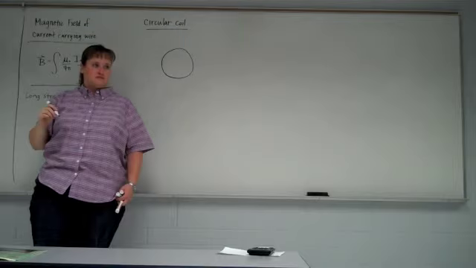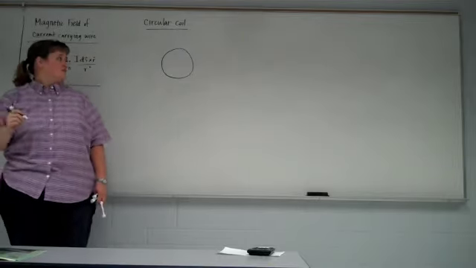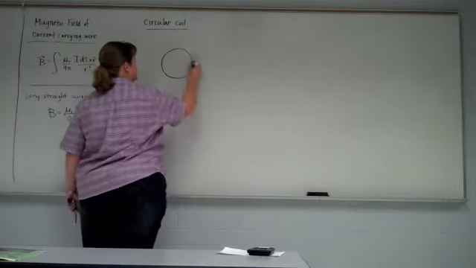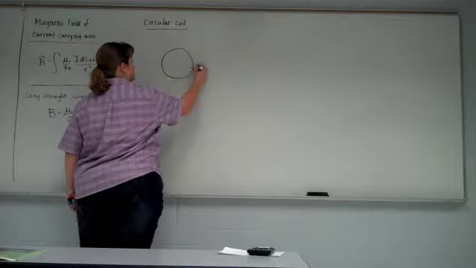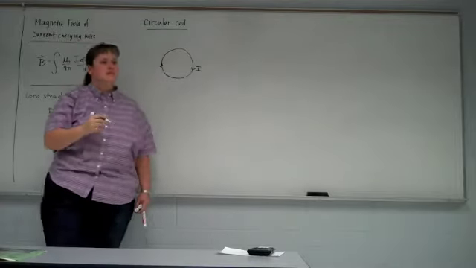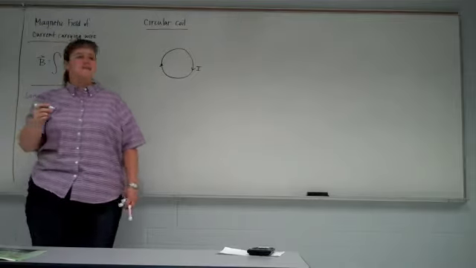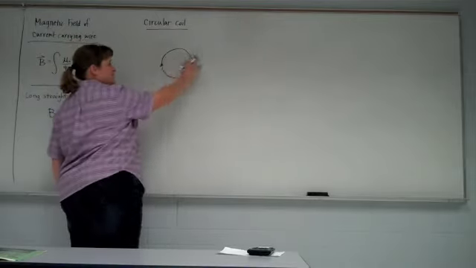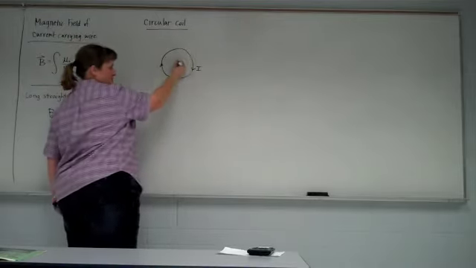So let's say we have a wire that's in a circle. Just a single wire. It's carrying current clockwise. Let's find the magnetic field in the plane of the circle, smack dab in the center.